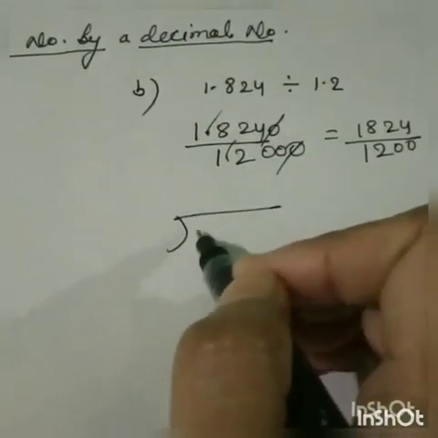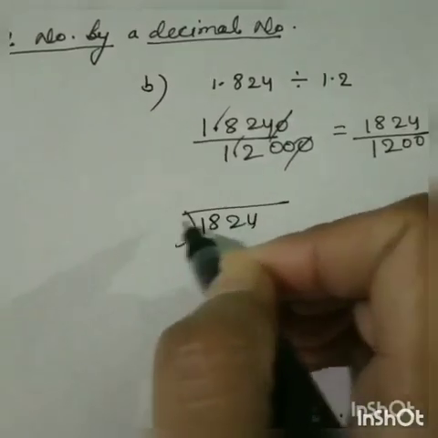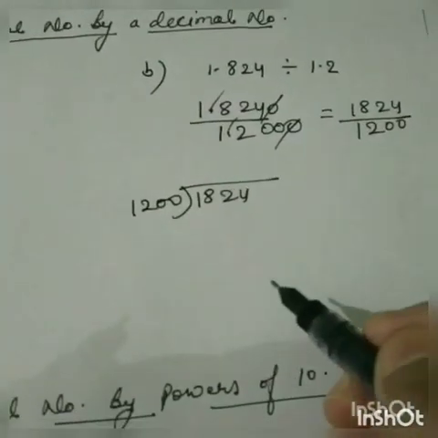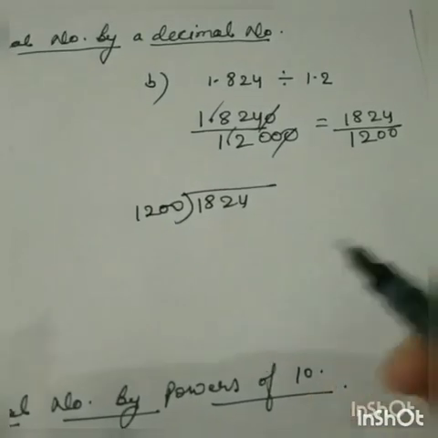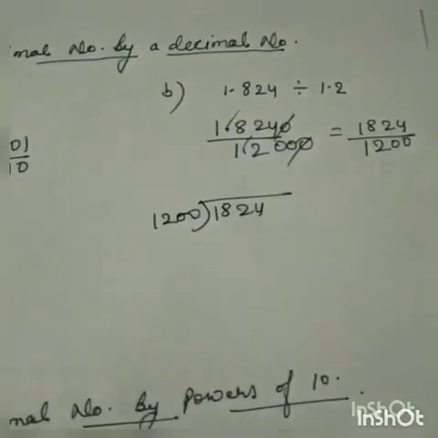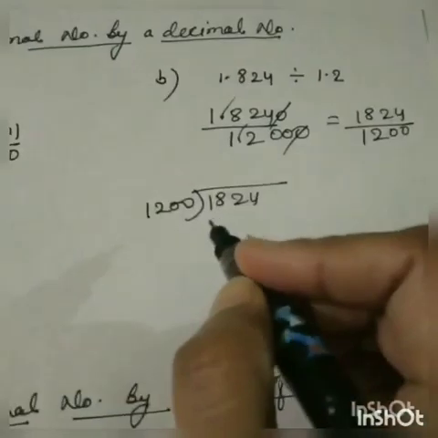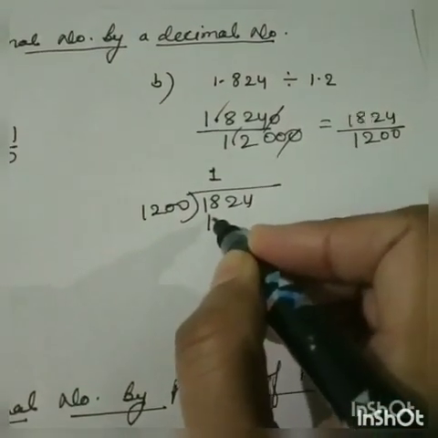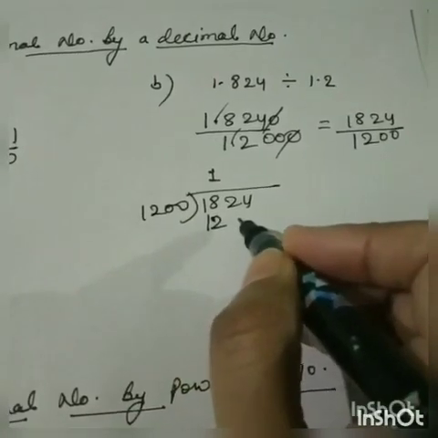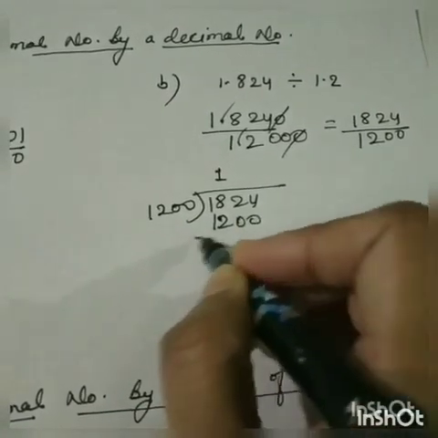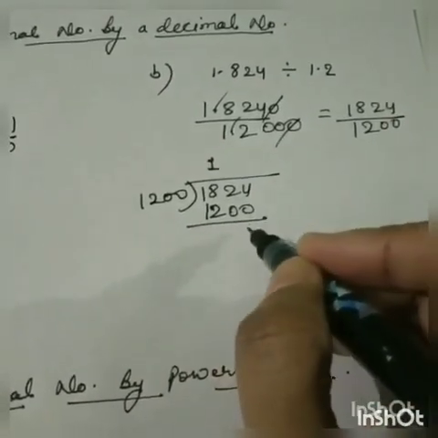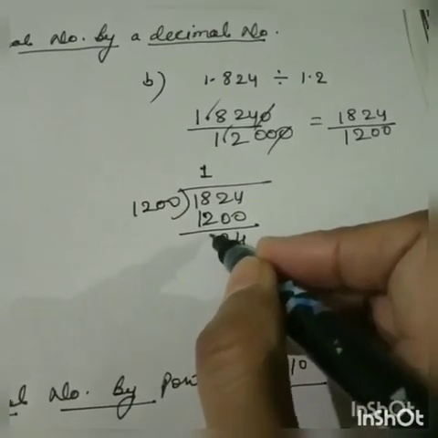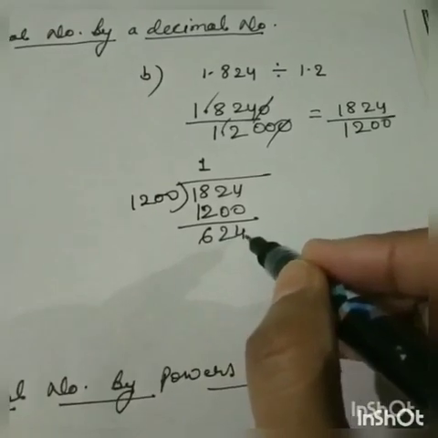Now divide it. 1824 divided by 1200. Now we will get here. Just try to divide it. 1200 1 time. Because if you take 2 times it will come 2400. So it will be more. So 1 time only we have to take. 8 minus 2, 6. We will get here 624.